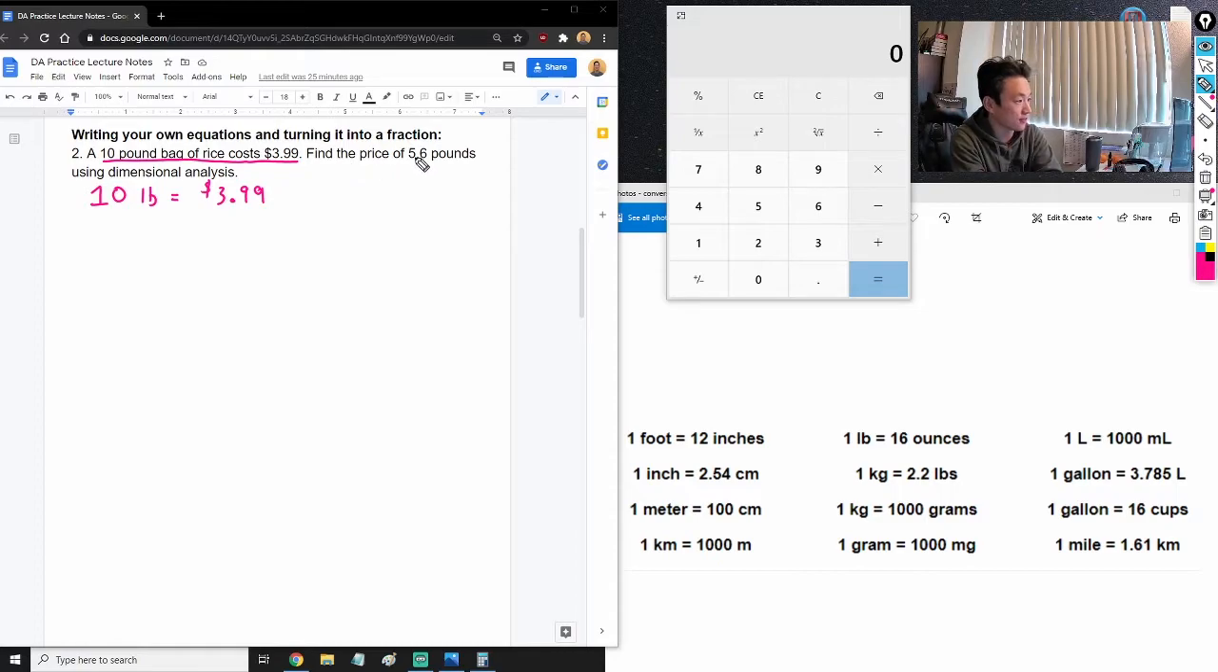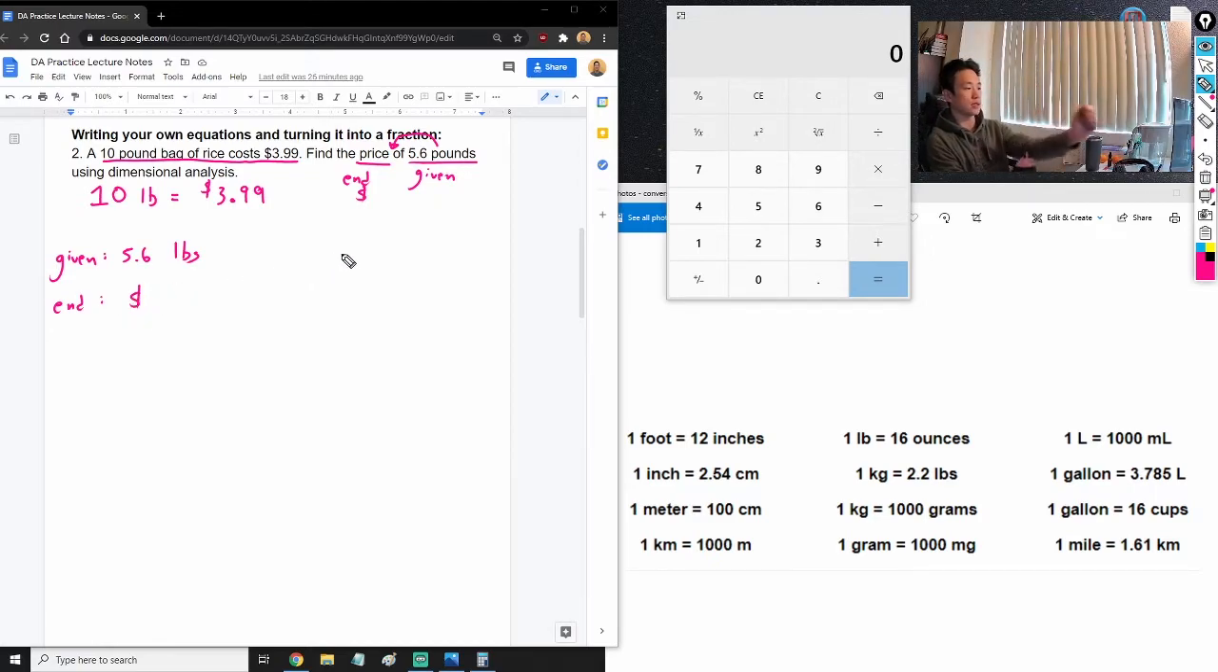And then it's asking us to find the price of 5.6 pounds of rice using dimensional analysis. So if you take a look at the number 5.6, it's not equal to anything. Instead, this is our given. This is what we're starting off with, because they're telling us to go from pounds to price. This is our end point. And we know that another way of talking about price is dollars. So that means in this problem, our given is going to be 5.6 pounds. And then what we want to end up with, what we're looking for, is going to be in dollars.